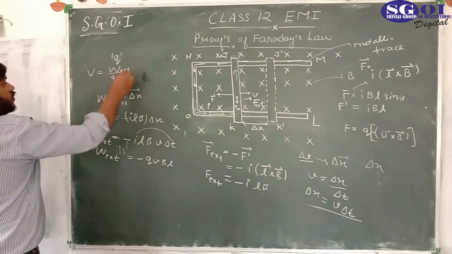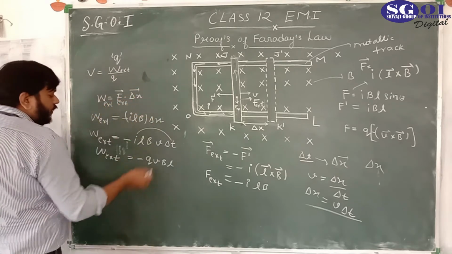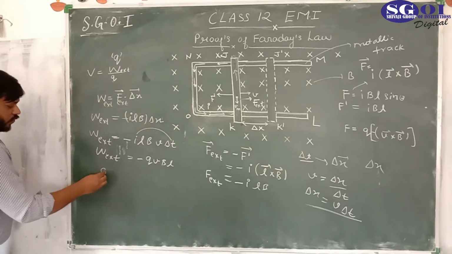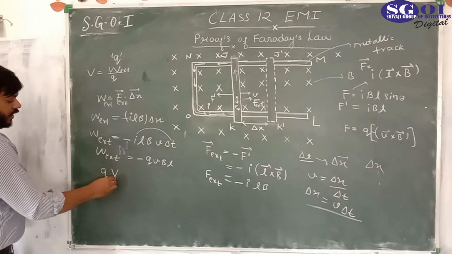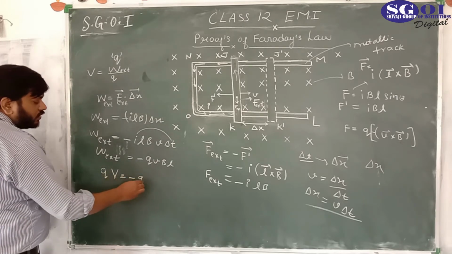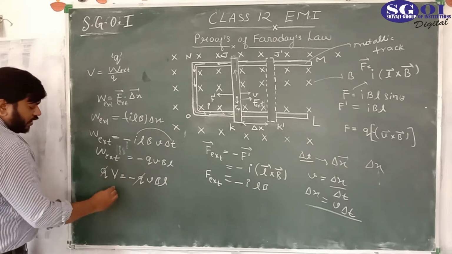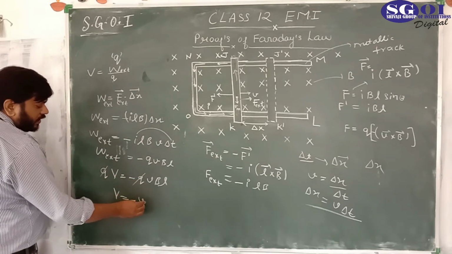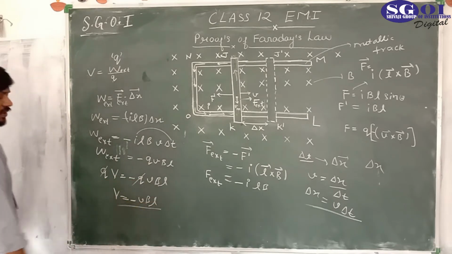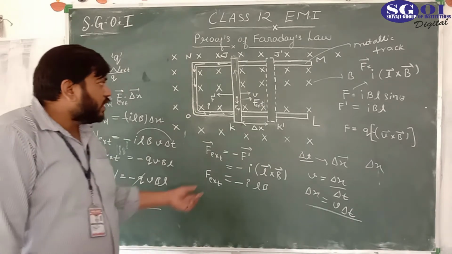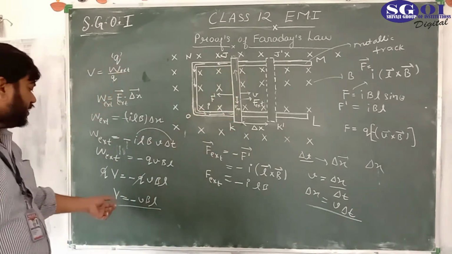From here we can say W external is Q into V, equal to Q V B L. Q into Q cancel out, so V is equal to V B L. This is the EMF induced. You can see here this is the EMF induced, V B L.